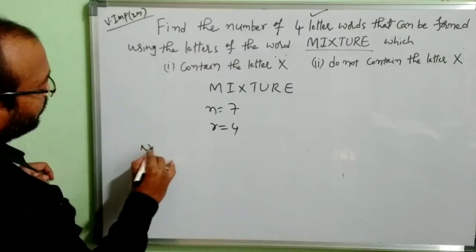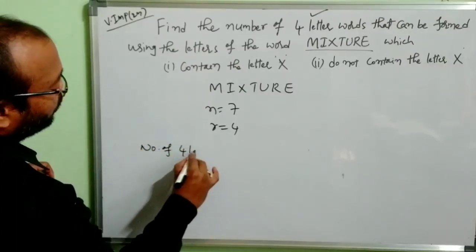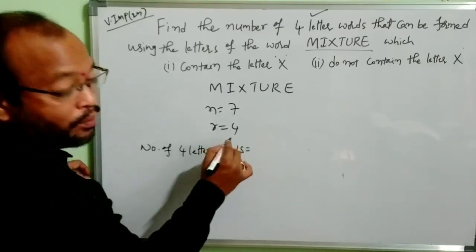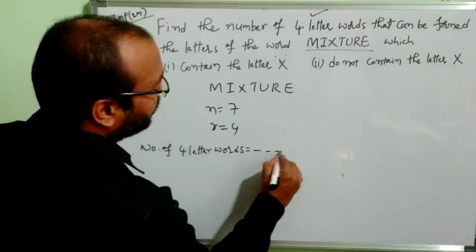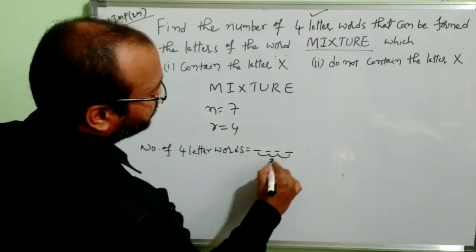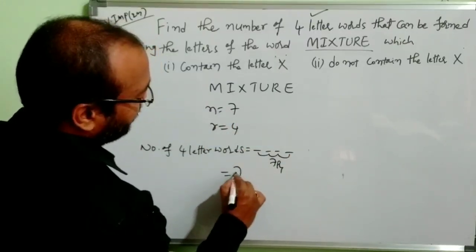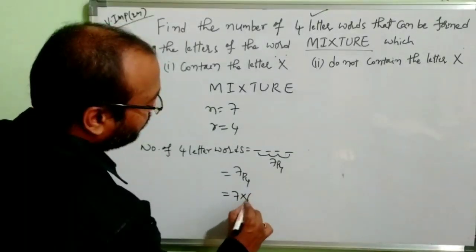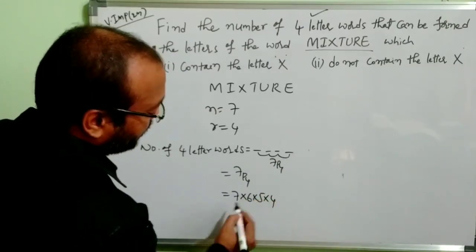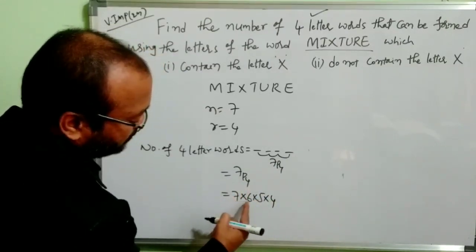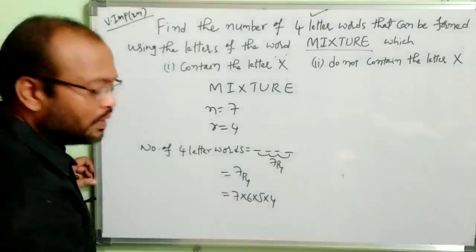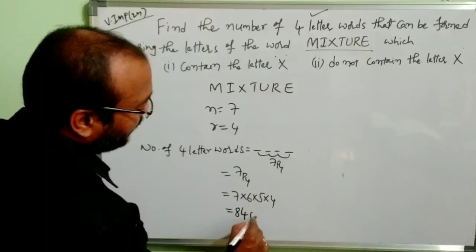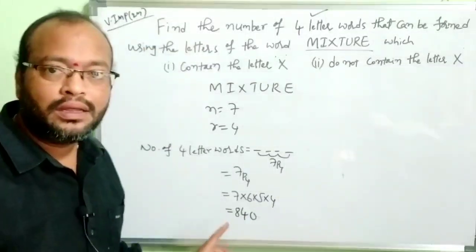So the number of 4-letter words is: 4 blank places and 7 letters. How many ways can we fill them up? 7P4 ways. So we get 7P4 number of 4-letter words. 7P4 means 7 into 6 into 5 into 4. Why? Because we start with 7, and 4 means 1, 2, 3, 4, adjacent numbers we have to write. 5 4s are 20, 120, 840. So in total 840 4-letter words we can write.